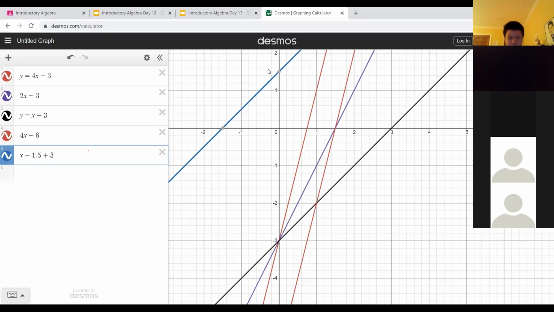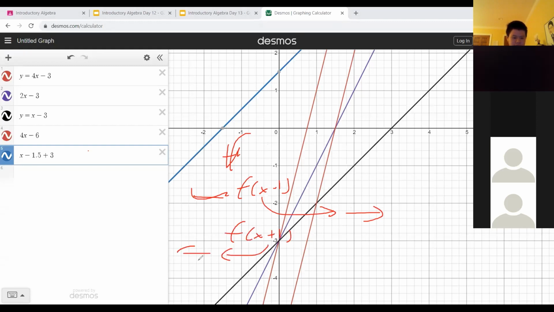Okay, so that's it for transformations. Does anyone have any questions? A reminder if it wasn't clear: f(x - 1) shifts it to the right, f(x + 1) shifts it to the left. It was a bit unclear before.